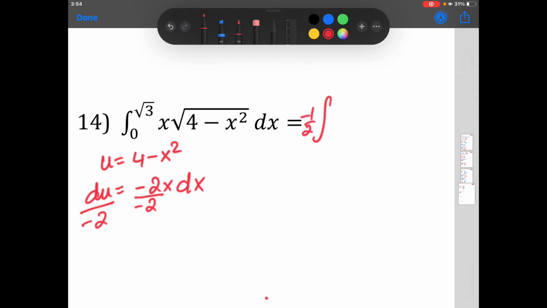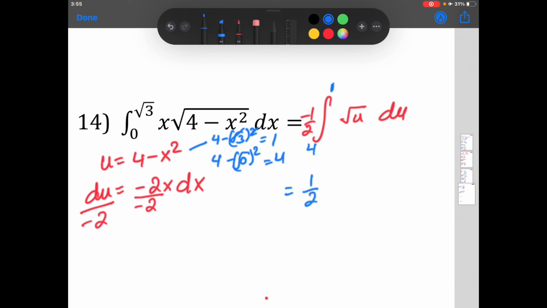I'm going to pull out the negative 1/2, and I'm left with square root of u, and x dx got replaced with du. Now let's determine the bounds. If I substitute in root 3 squared, 4 minus 3 is 1, and 0 squared gives 4 minus 0, which is 4. So my upper bound is 1 and my lower bound is 4. Again, the bounds are switched, so I am going to negate it. So I will have positive 1/2, and now my lower number will go at the bottom and the bigger number on the top.